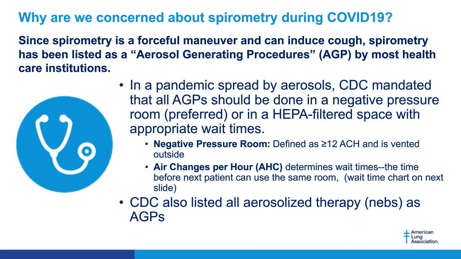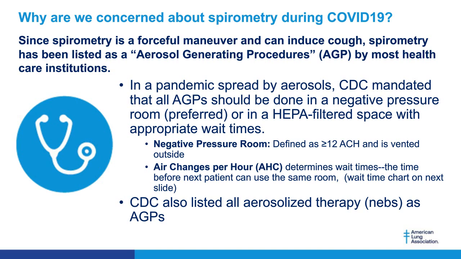In a pandemic spread by aerosols, the CDC has mandated that all aerosol-generating procedures be done in a negative pressure room, preferred, or a HEPA-filtered space with appropriate wait times. A negative pressure room is defined as having a minimum of 12 air exchanges per hour. That means that the air in the room gets exchanged 12 times every hour, and that is vented outside. It's also important that when you open the door on a negative flow room, the pressure inside the room is less than the outside pressure. So air runs into the lab when you open the door.